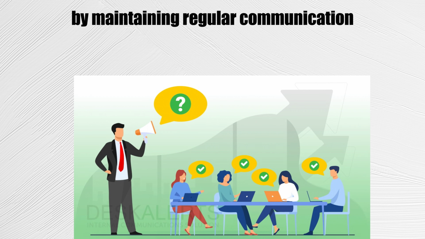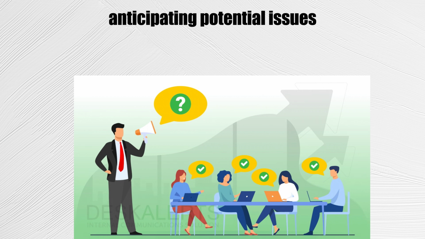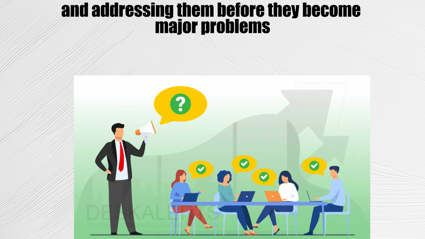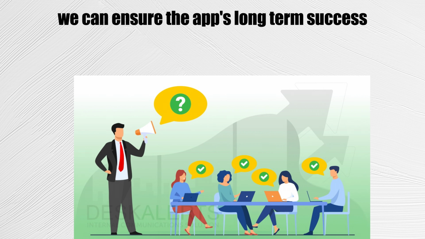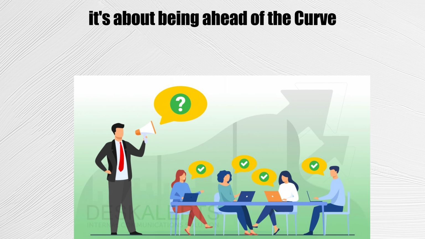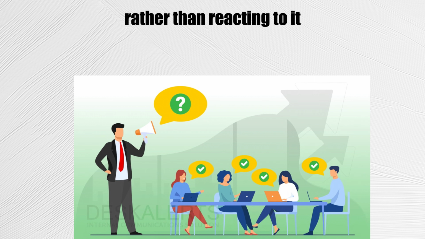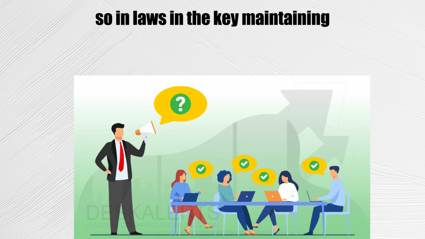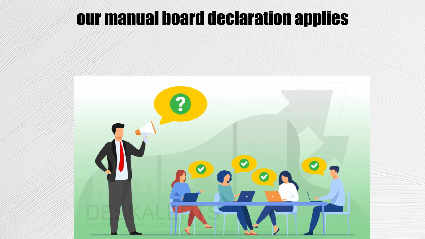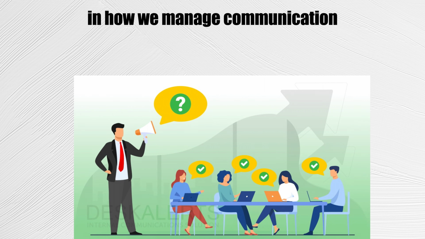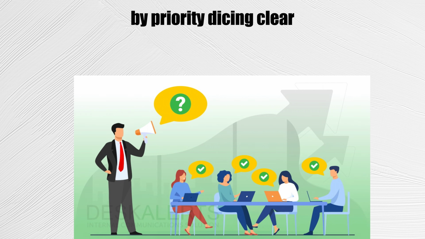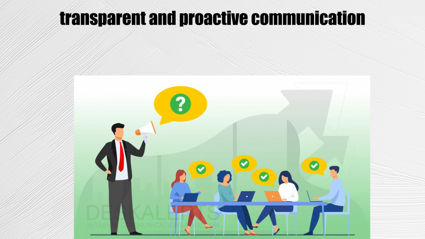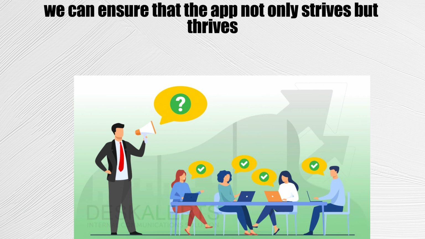By maintaining regular communication, anticipating potential issues and addressing them before they become major problems, we can ensure the app's long-term success. It's about being ahead of the curve rather than reacting to it. So, in closing, the key to maintaining our vote declaration app lies in how we manage communication. By prioritizing clear, transparent, and proactive communication, we can ensure that the app not only survives but thrives.